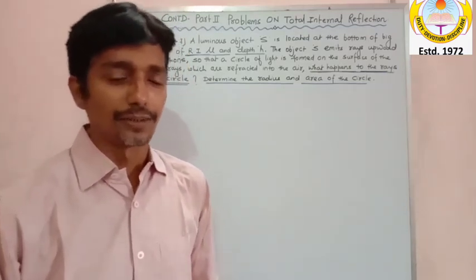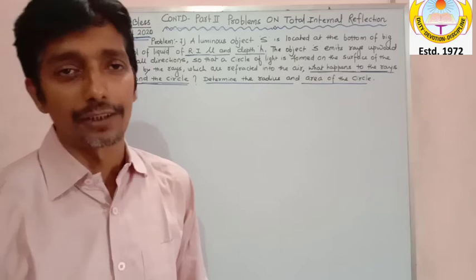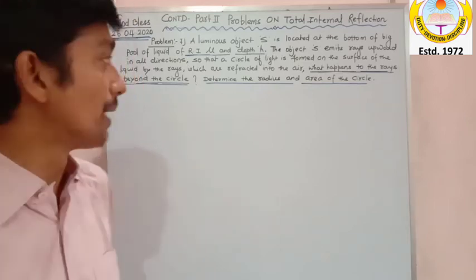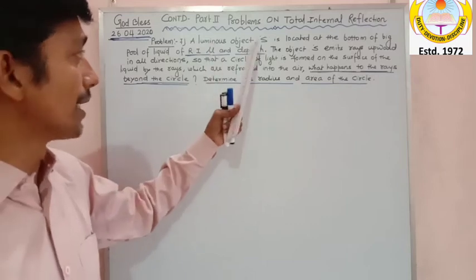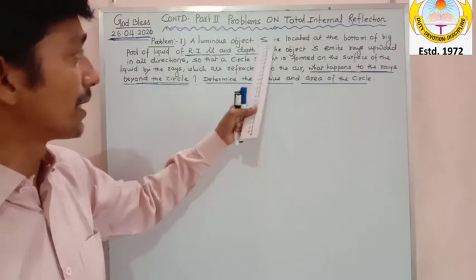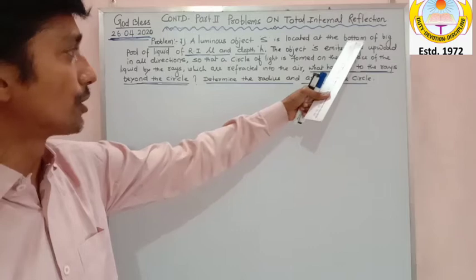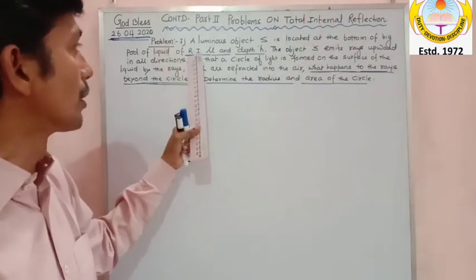This is the third lecture on the topic of total internal reflection, a numerical problem. Now the problem is, my dear, the seventh problem, I hope so. A luminous object on the same topic. A luminous object S is located at the bottom of a big pool of liquid.